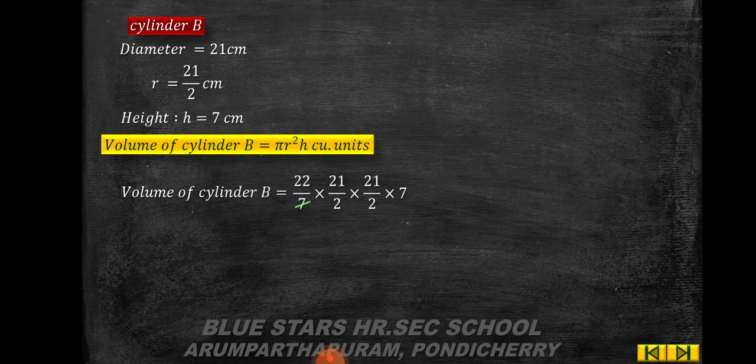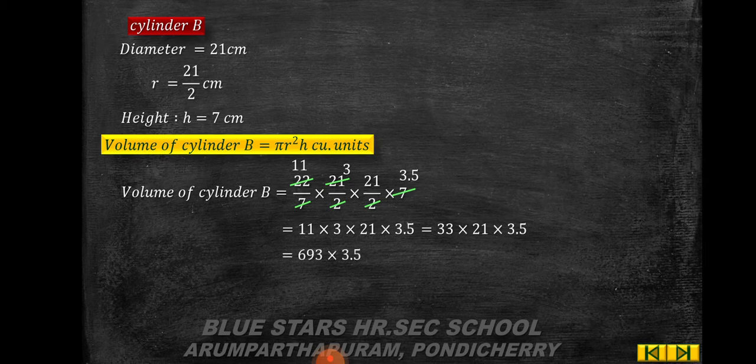So volume of cylinder B is equal to 22 by 7 into 21 by 2 into 21 by 2 into 7. So 7 and 21 get cancelled, it gives 3 times. And 2 and 22 get cancelled, it gives 11 times. Again 2 and 7 get cancelled, it gives 3.5. So which is equal to 11 into 3 into 21 into 3.5, which is equal to 33 into 21 into 3.5, which is equal to 693 into 3.5.